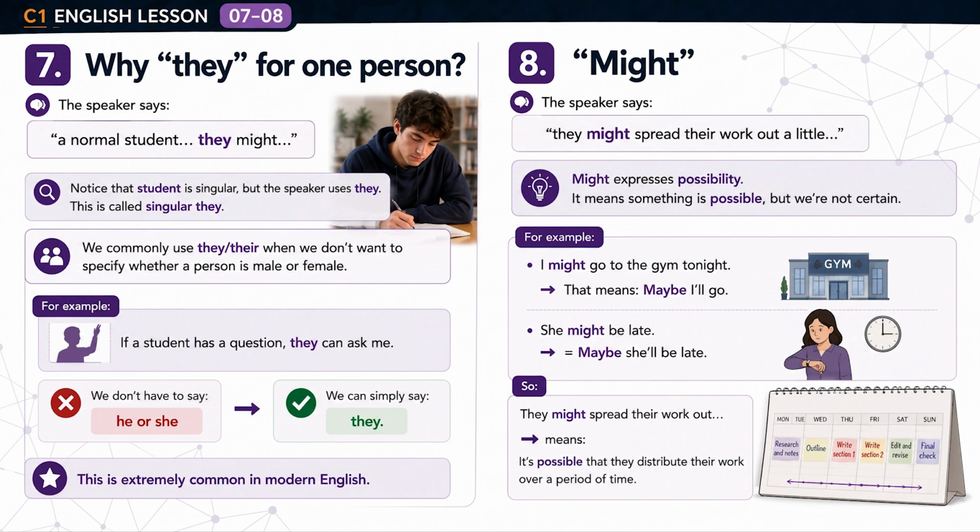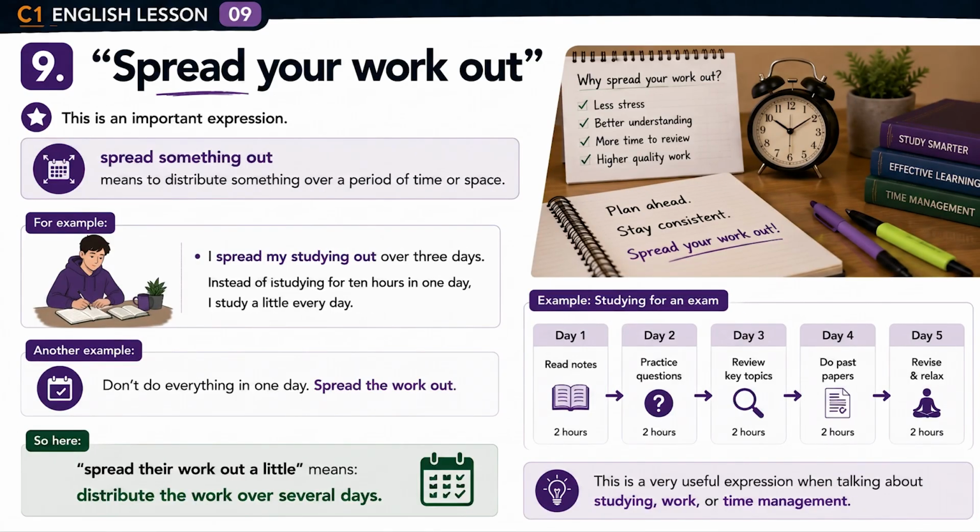So they might spread their work out means it is possible that they distribute their work over a period of time. I mentioned the meaning of spread their work out as well. Spread your work out. What does it mean? Spread something out means to distribute something over a period of time or space. For example, I spread my studying out over 3 days. Let me repeat. I spread my studying out over 3 days. Instead of studying for 10 hours in one day, I study a little every day.